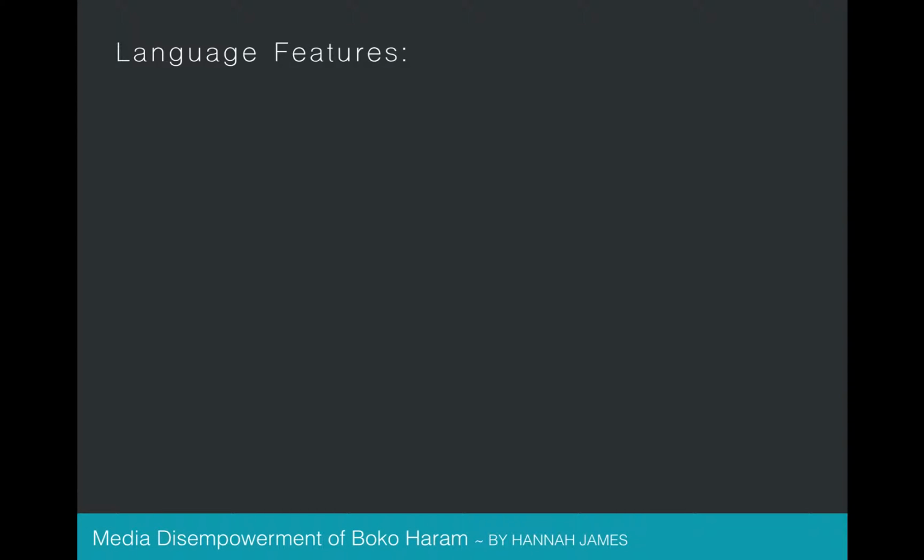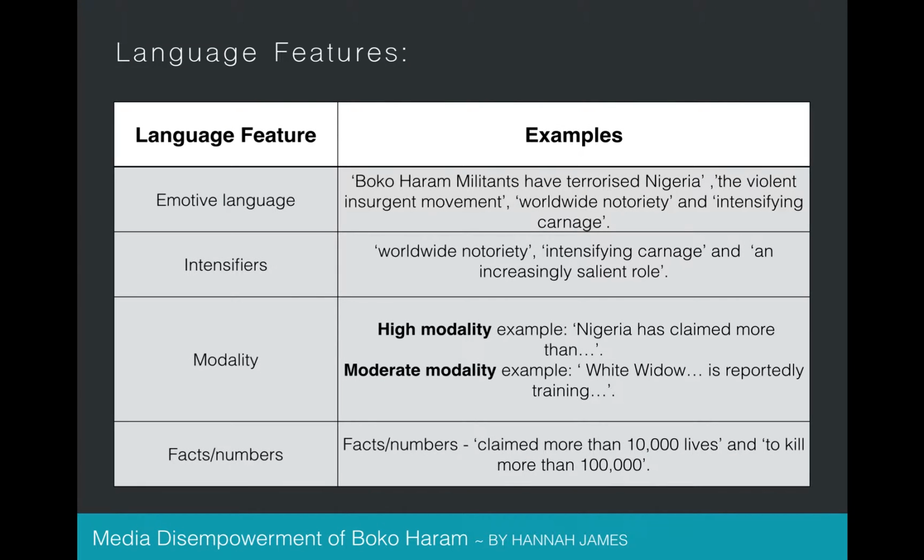In text 1, the author uses a large variety of language features to provoke the reader in a way that makes them feel negatively towards Boko Haram. Examples of these language features can be seen in the table below. Emotive language is used to provoke reactions from the readers. Intensifiers have been used to exaggerate specific statements.